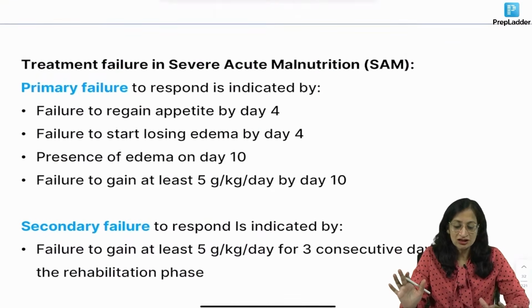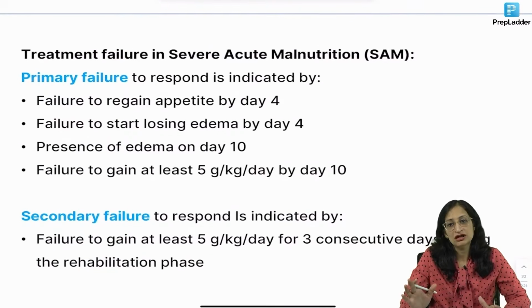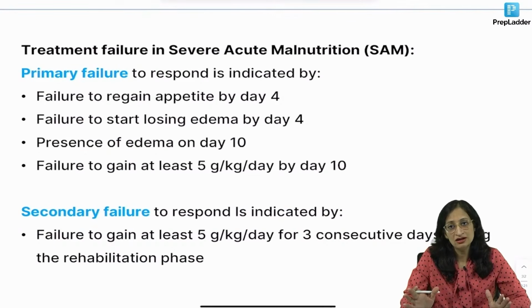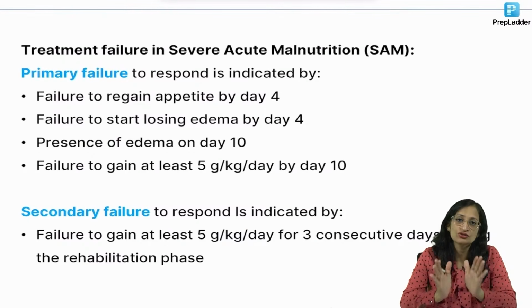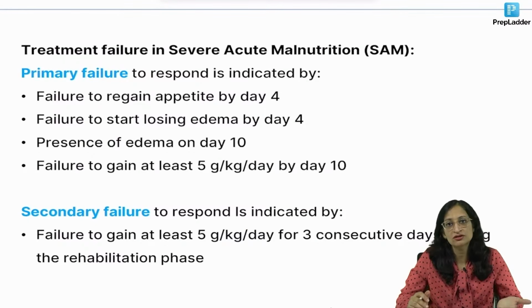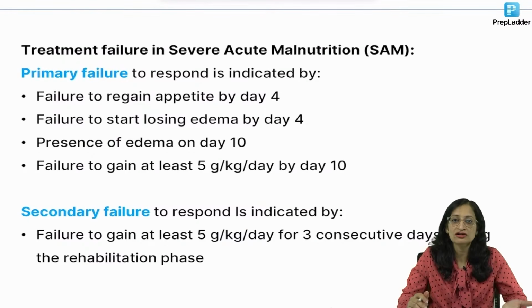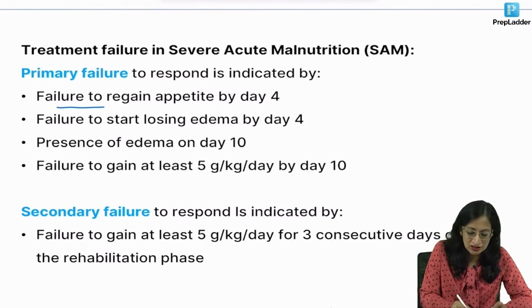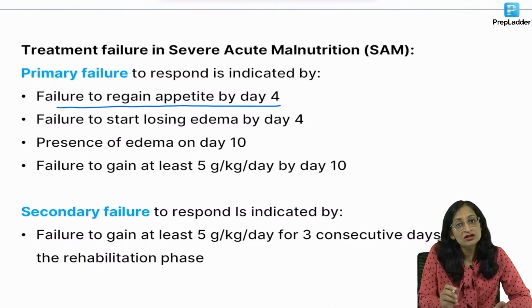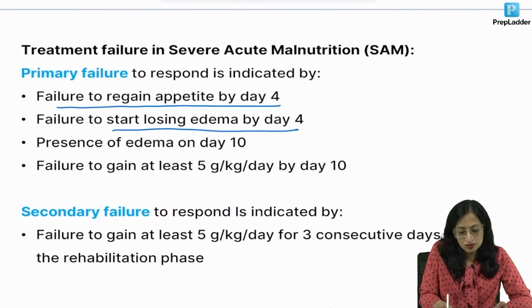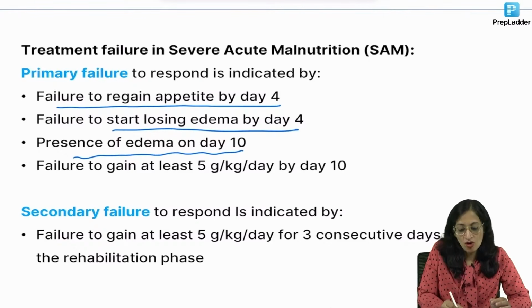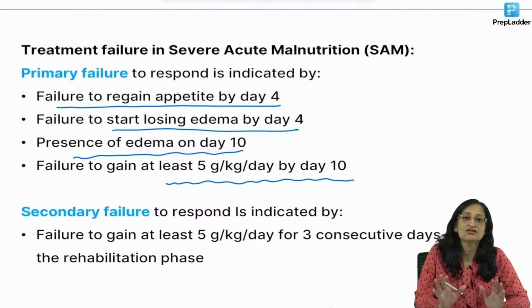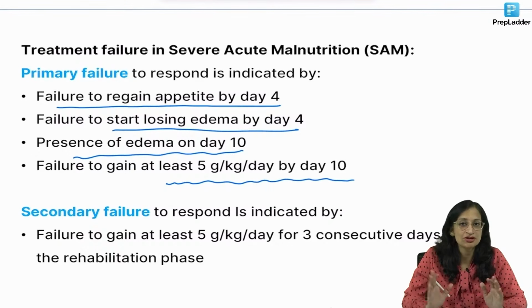Right? Now, treatment failure in severe acute malnutrition is indicated by, so what will happen? If your child is not responding to treatment, the appetite will not improve, the edema will not disappear. So, failure to regain appetite by day 4, failure to start losing edema by day 4, or if the edema is still present on day 10 or the child is not gaining at least 5 gram per kg per day by day 10. If any of these is present, we call it primary failure.